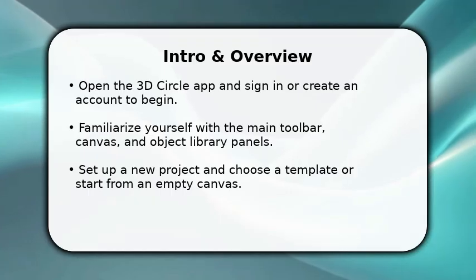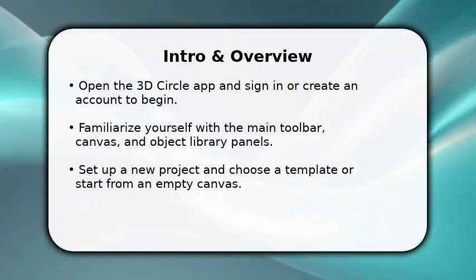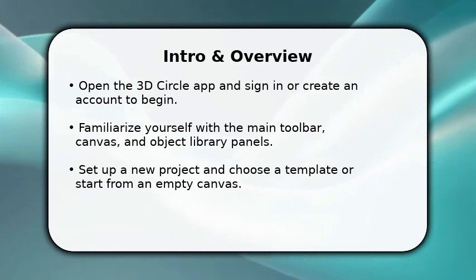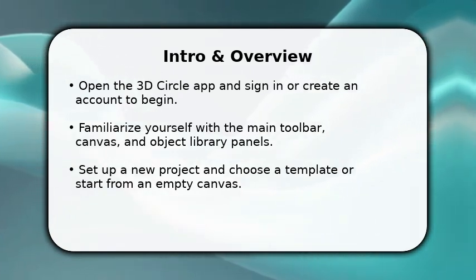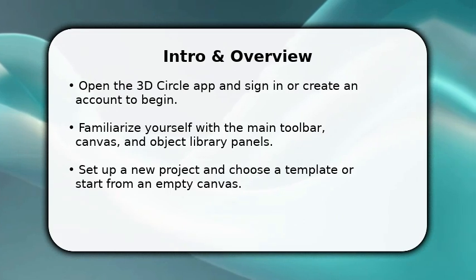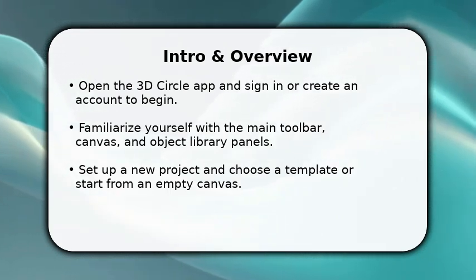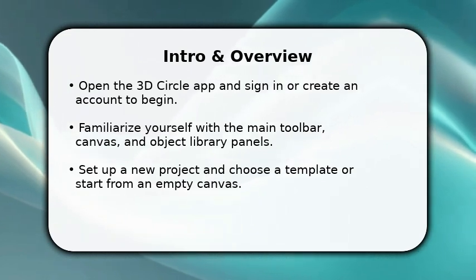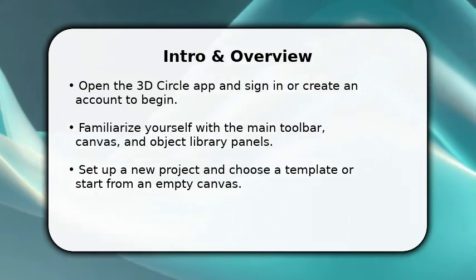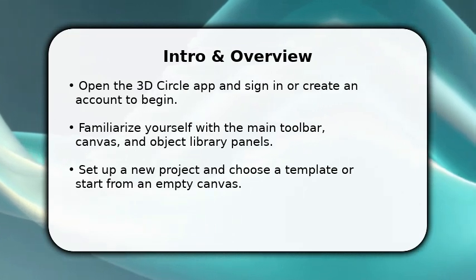Enjoy the video. In this video, I will explain how to use 3D Circle app step by step. Start by opening the app and creating an account, then pick a template or start fresh. Tap the toolbar to add shapes, textures, and lighting, and move objects by dragging or using precise transform controls.